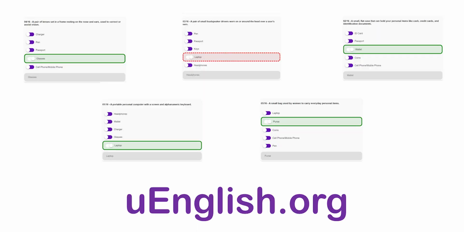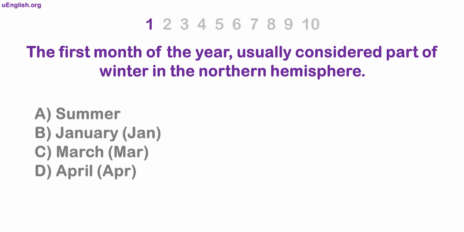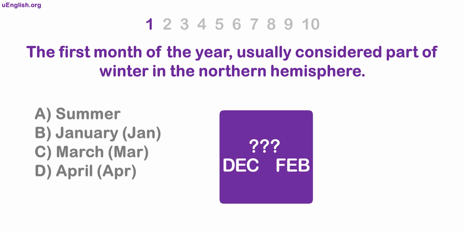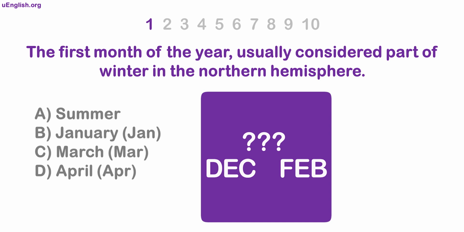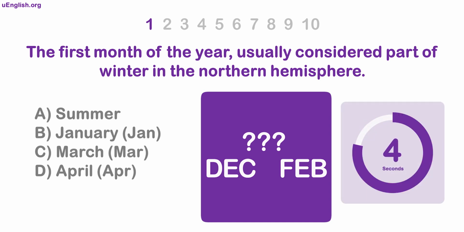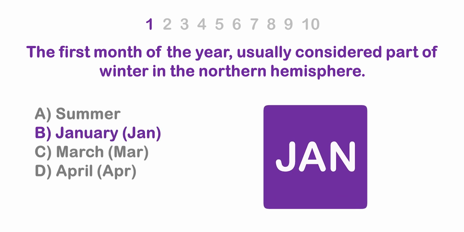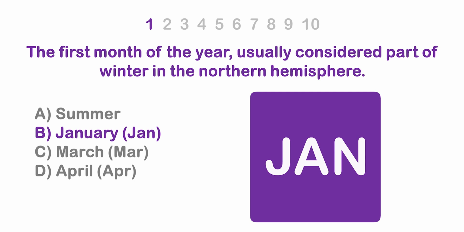Fantastic job! Next up, we're going to test your knowledge with 10 quick quizzes from uEnglish.org website. Ready? The first month of the year, usually considered part of winter in the Northern Hemisphere. Which answer is correct? Clearly, it's January. January is the first month of the year, usually considered part of winter in the Northern Hemisphere.